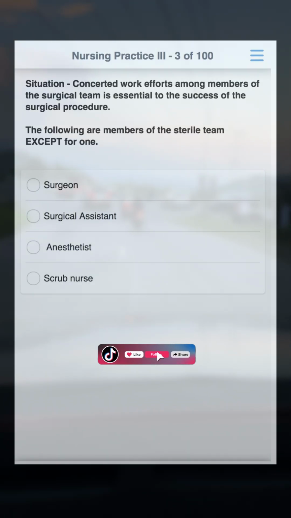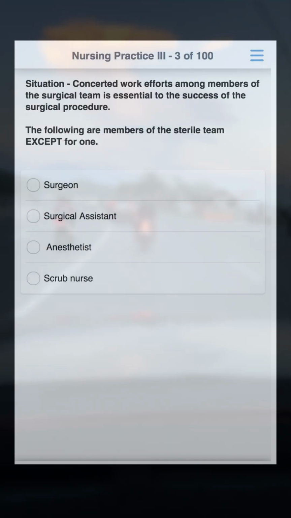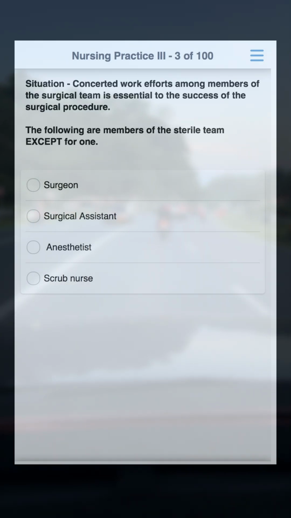So, let us begin. The situation says, concerted work efforts among members of the surgical team is essential to the success of the surgical procedure. In simple words, ang ibig sabihin ng concerted work efforts ay coordinated or cooperative efforts. Ibig sabihin, hindi pwedeng kanya-kanya ang bawat member ng surgical team. During surgery, every member has a specific role.